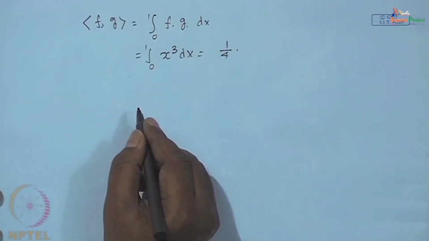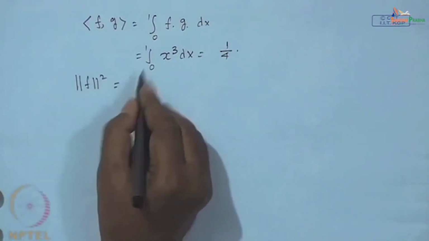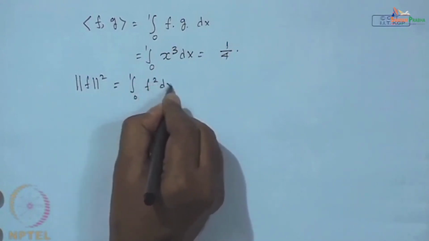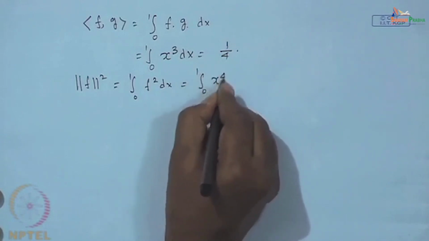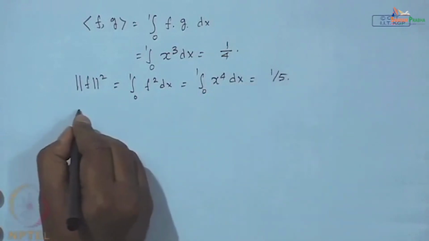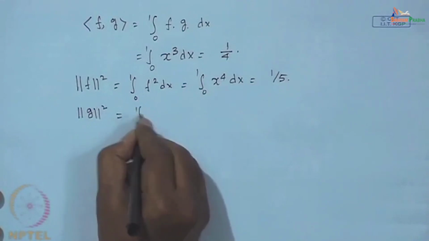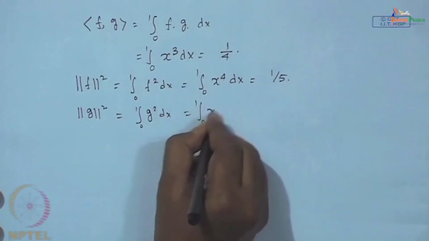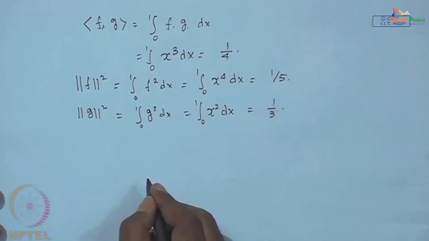Then we will find out the norm of f square of that. So, it will be 0 to 1 f square dx. So, it will be 0 to 1 x to the power 4 dx. This value is 1 upon 5. Next one is norm of g square of that. So, it will be 0 to 1 g square dx. So, it will be 0 to 1 x square dx. So, it will be 1 upon 3.